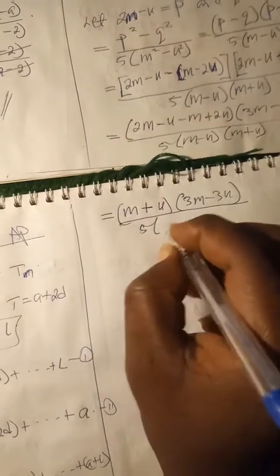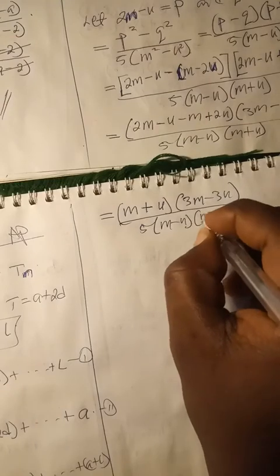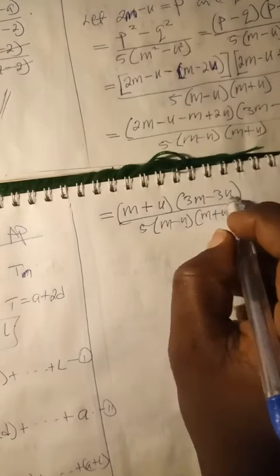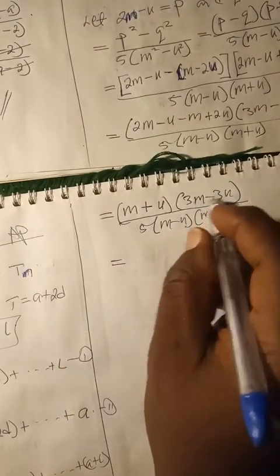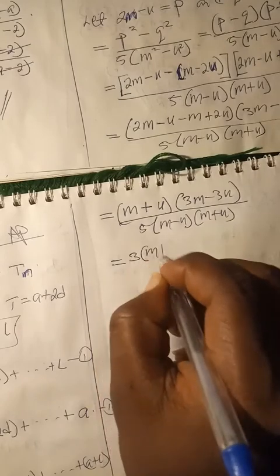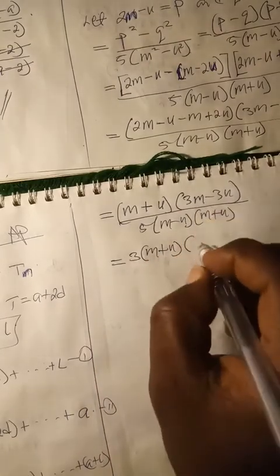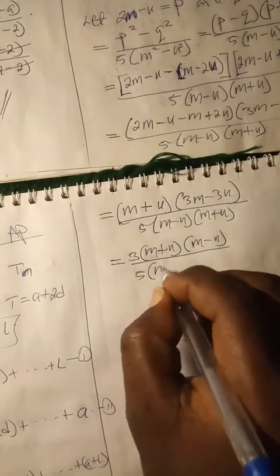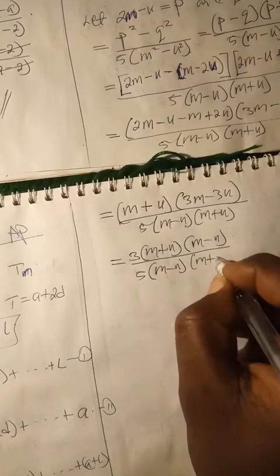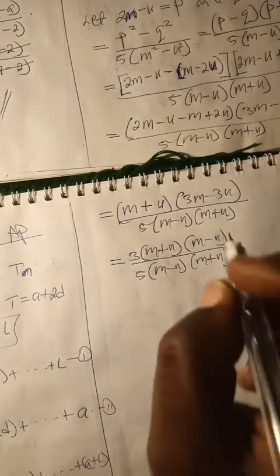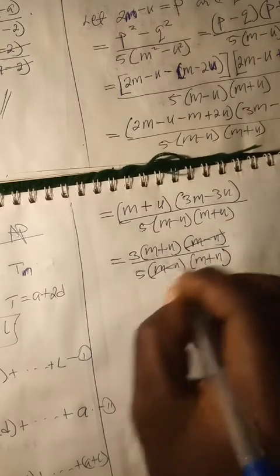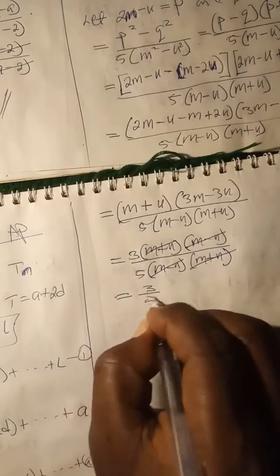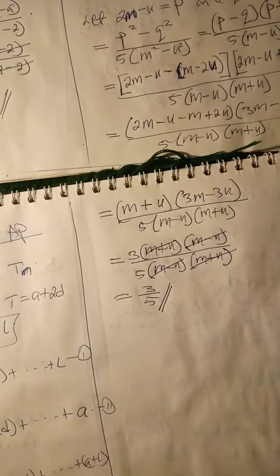So 5 bracket m minus u bracket m plus u. So you see, can this factor out? 3 can factor out, right? 3 can factor out from this bracket. I can put it here. M plus u is here. Then here we have m minus u over, this is 5 bracket m minus u. This is m plus u, right? Okay, so what next? You see clearly that m minus u can go off with m minus u. M plus u can go off with m plus u. My final answer is going to be 3 over 5. See? I have simplified everything to 3 over 5.